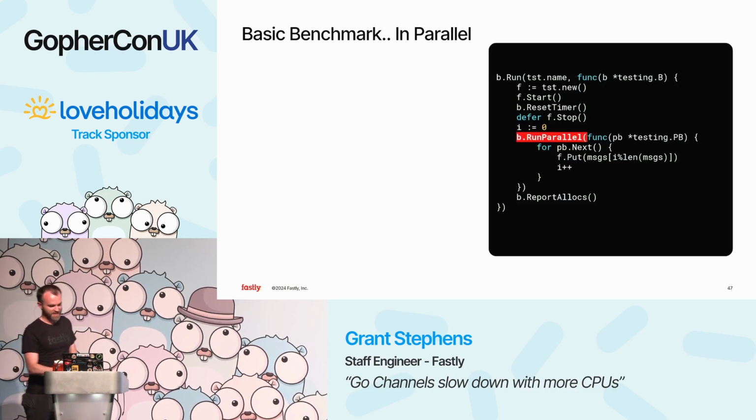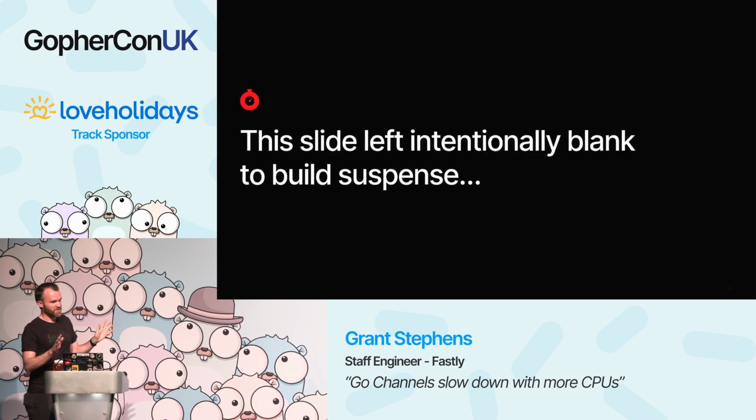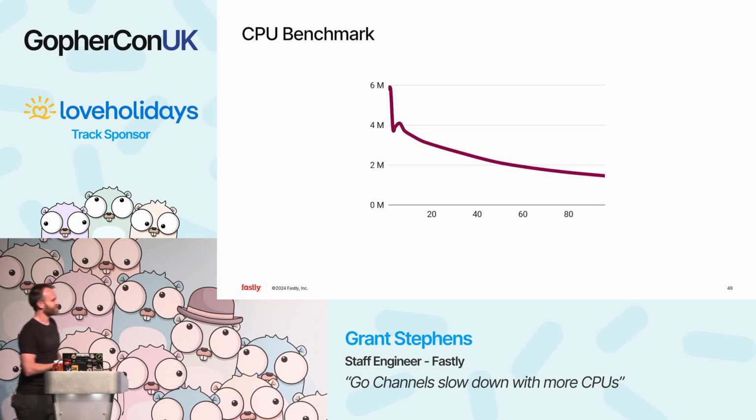And now we actually get some real results. This is what it looks like. So this is for the for loop case. We have CPUs on the bottom and number of messages per second on the side. We can see that for low CPUs, we're getting about 6 million.